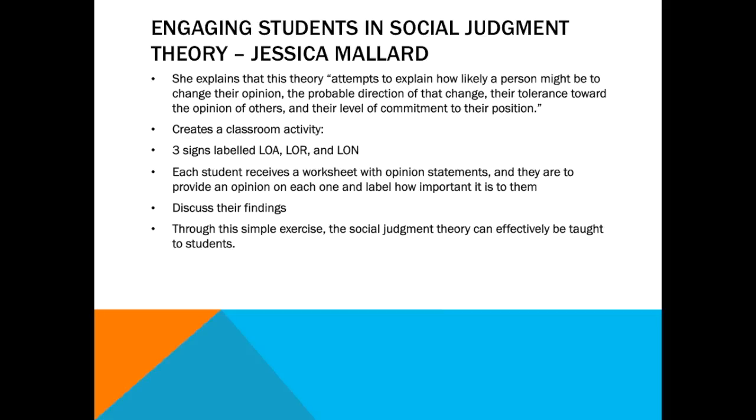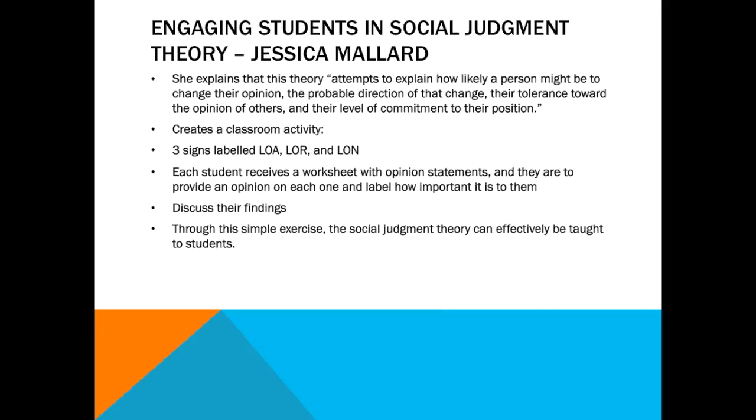The first article I discussed or researched was called Engaging Students in Social Judgment Theory by Jessica Mallard. She pretty much just gives a nice, brief, clear overview of social judgment theory. She gives a good definition. She explains that this theory attempts to explain how likely a person might be to change their opinion, the probable direction of that change, their tolerance toward the opinions of others, and their level of commitment to their position.